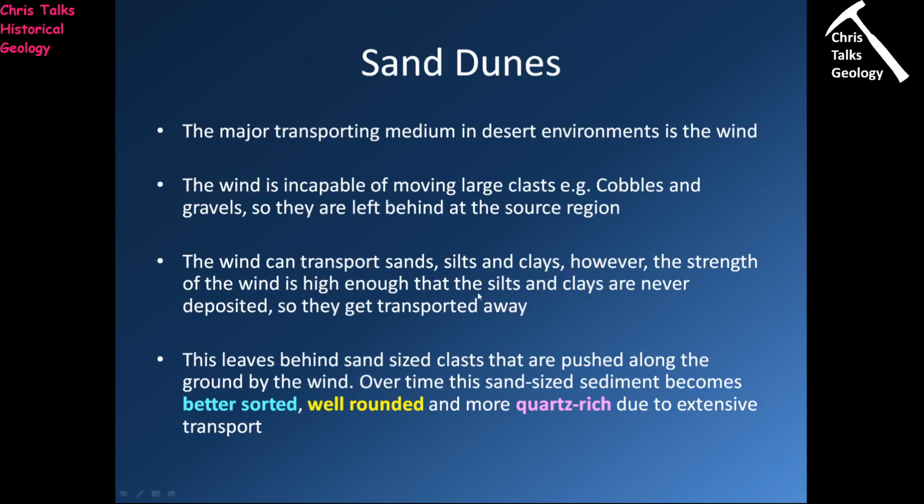Now, once it's on the desert plain, it's still obviously being moved around by the wind. The thing is, silts and clays are very, very light particles, and so they will actually get blown away by the wind and transported out of the desert system. So they get removed, and what you're left with on the desert plain is nothing but sand-sized clasts. And obviously, over time, as the sand gets moved around, it becomes better sorted, more well-rounded, and more quartz rich, as we just discussed.